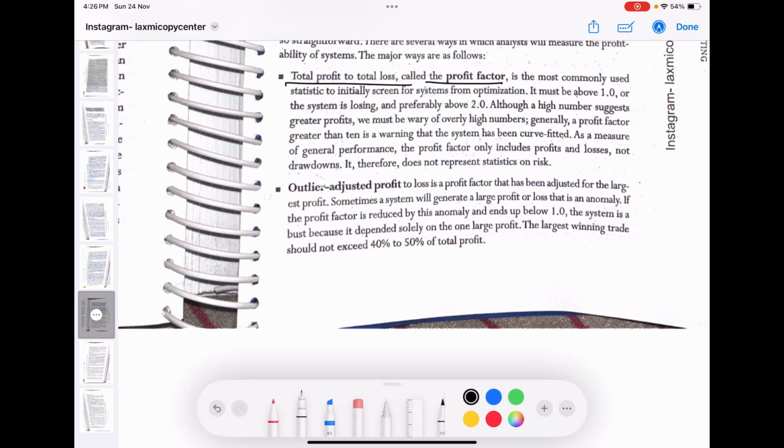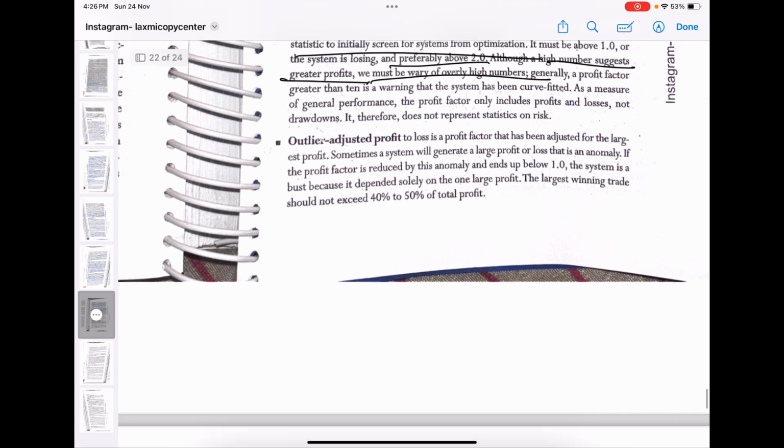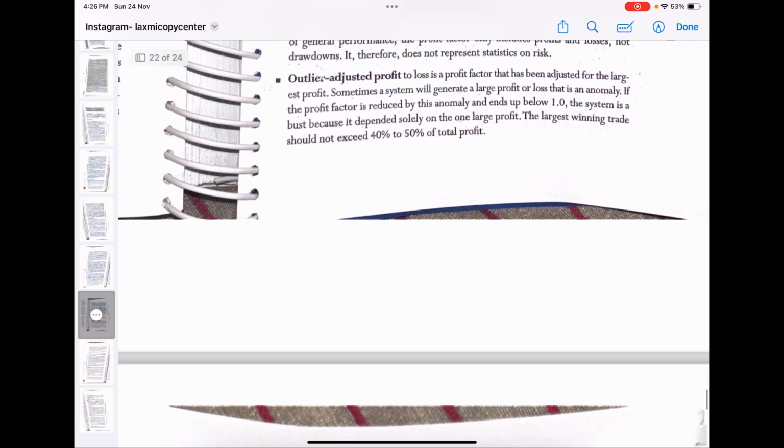This is what is known as profit factor. We already know that profit factor is the ratio between the total profit and the total loss, right? So this is one very important thing to use for system optimization. It must be above 1.0, or the system is losing, and preferably above 2.0. A high number suggests greater profits, right? But you also need to know that if it's an overly high number, then it is probably based on some unusual type of information.